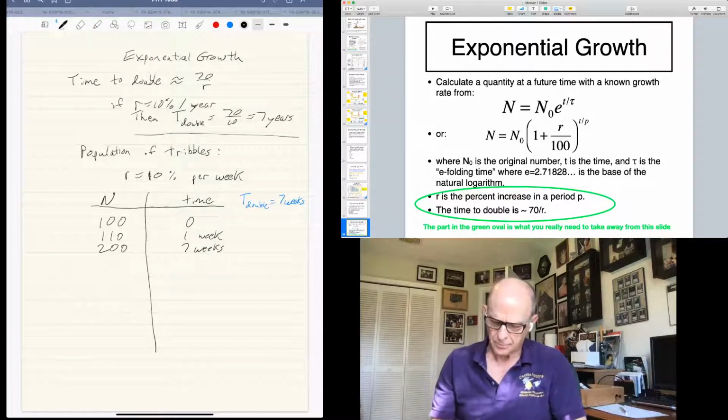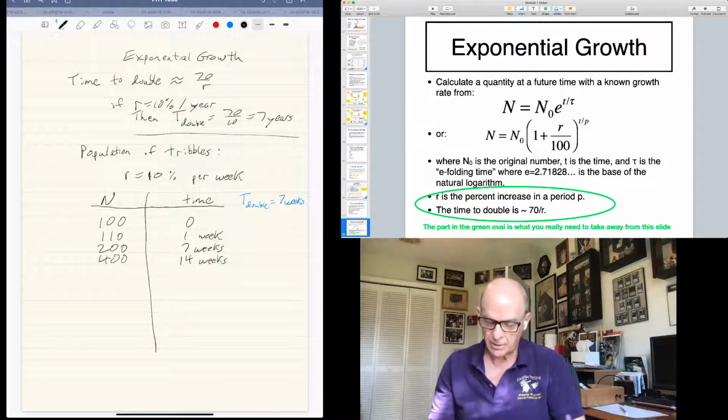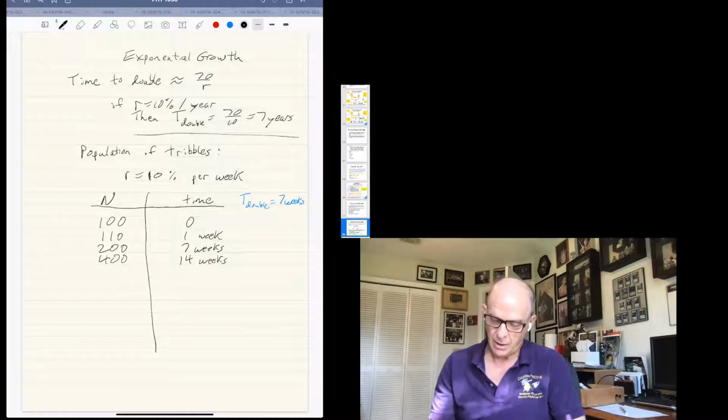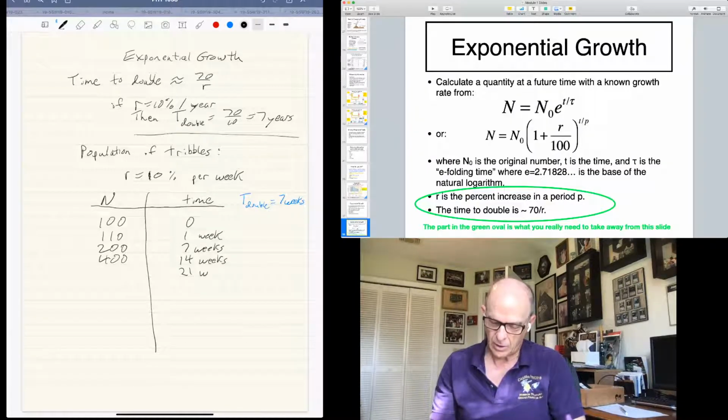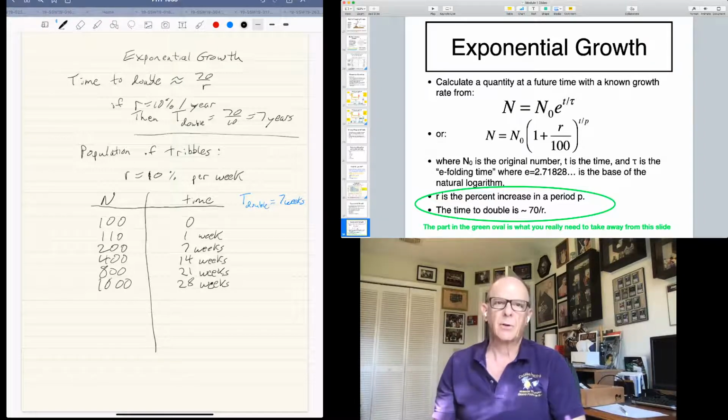So how many tribbles would there be after 14 weeks? Well, I'm doubling the number that I started with 7 weeks prior, which was 200. So that leaves me with 400 tribbles after 14 weeks. One more doubling time. Doubling time is 7 weeks, so I don't double the time. I go one doubling time forward, so 7 weeks plus 14 weeks puts me 21 weeks in. I do double the number. I would have 800 tribbles. 7 weeks more is one more doubling. So after 28 weeks, I would have 1,600 tribbles.